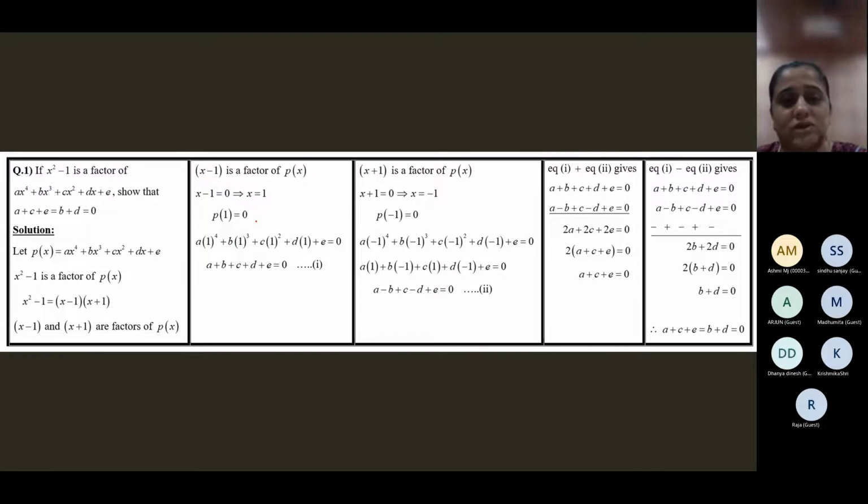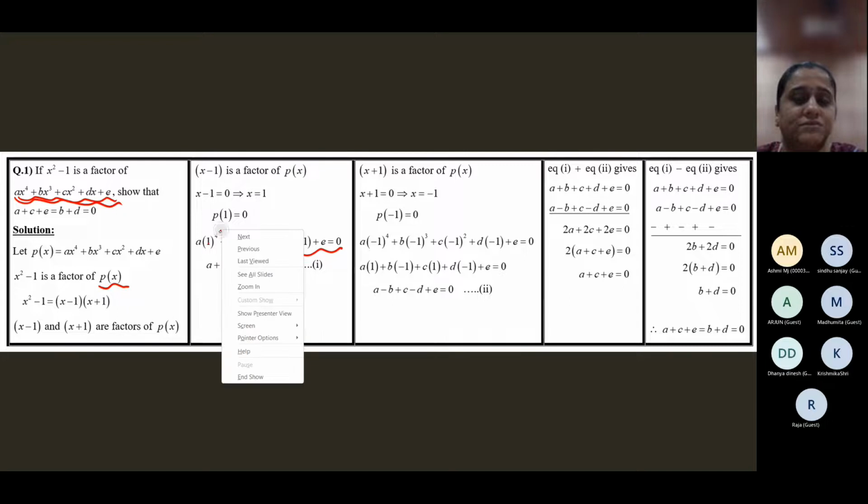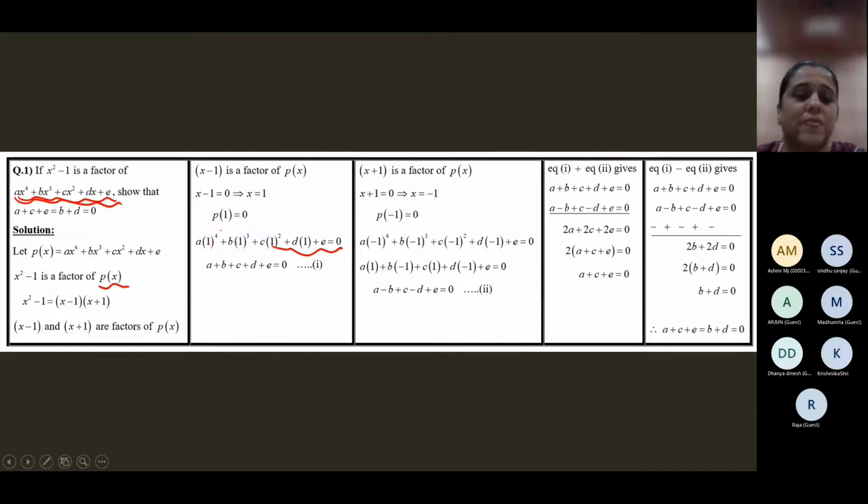P of 1 is equal to 0. Now, how do you work this? In p of x, wherever there is x, you'll have to use 1. So that's how you get this. And then, 1 to the power 4 is 1. 1 cubed is 1. 1 square is 1. So you finally get a plus b plus c plus d plus e is equal to 0.